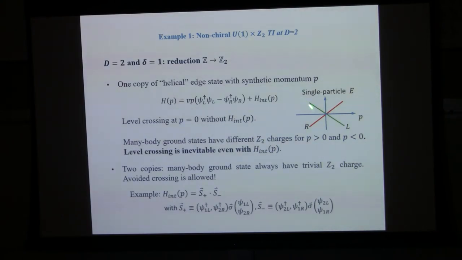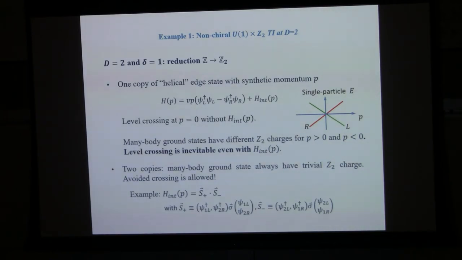Yeah, so that means that for one copy, this is still a non-trivial synthetic topological insulator. But the situation will be very different when I have two copies. For two copies, you can see that now I have just a double crossing. When P is very large, I have two left moving modes, and when P is very small, I have two right moving modes. But two left moving modes and two right moving modes have the same Z2 charge, because Z2 squared is still 1. This means that these two ends don't have different quantum numbers.